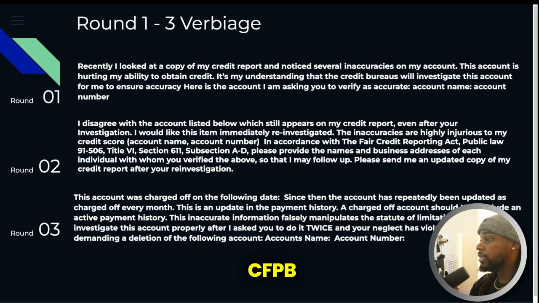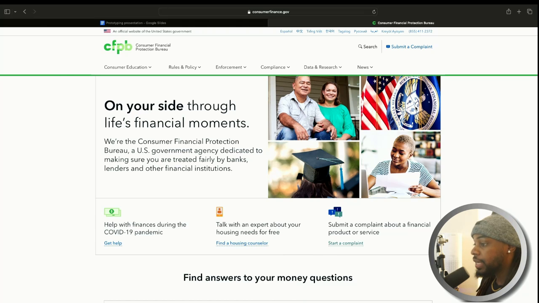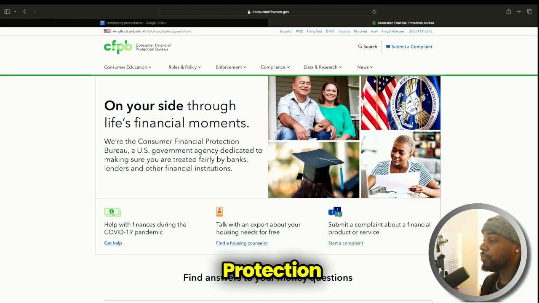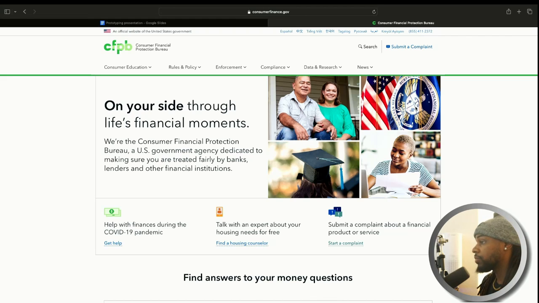We're gonna go to the CFPB, and I'm going to once again do an example of what round 3 would look like. All right, so this is the Consumer Financial Protection Bureau. It is the CFPB. This is the only government credit bureau. Again, the rest of the 3 credit bureaus are just data companies. They just collect information. This is the only government entity.